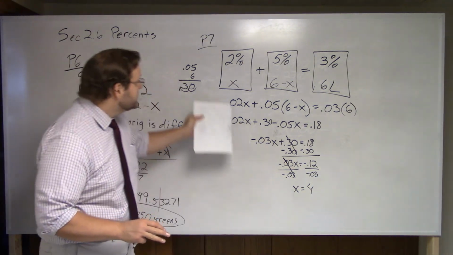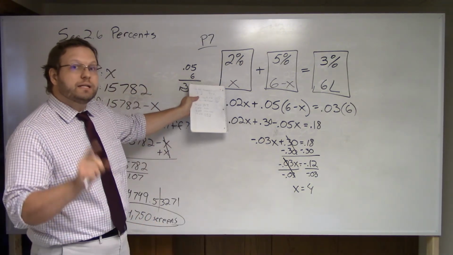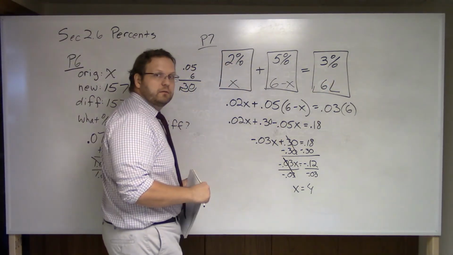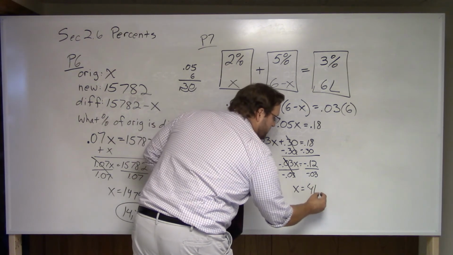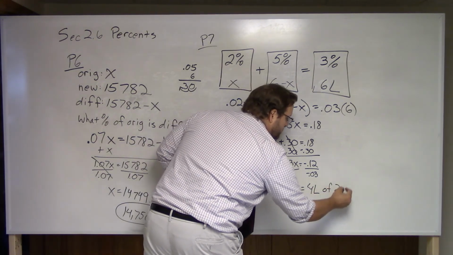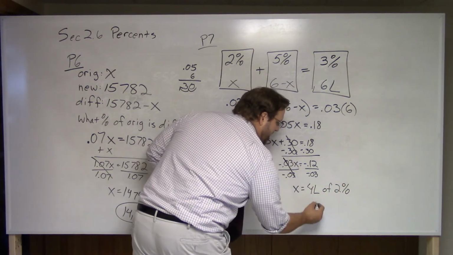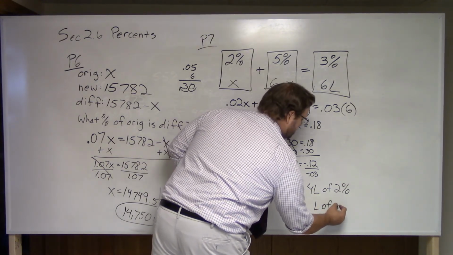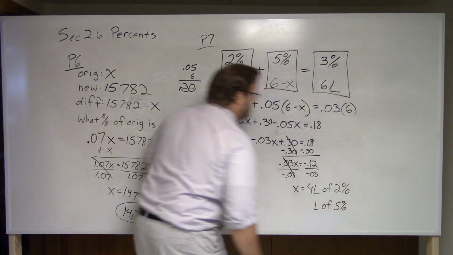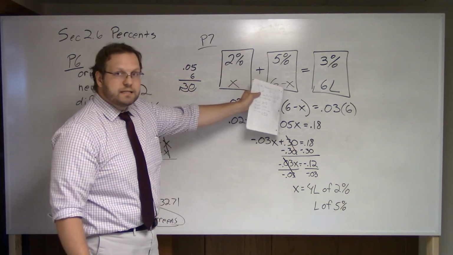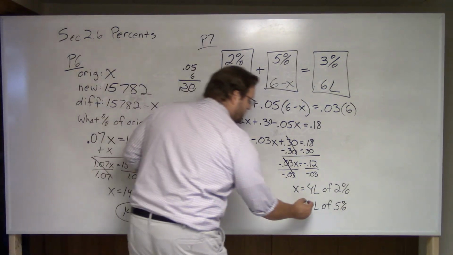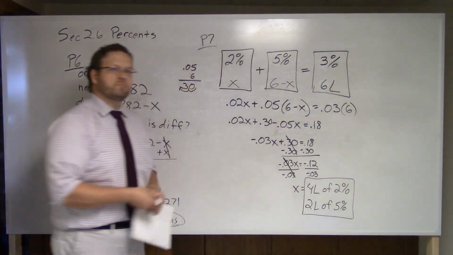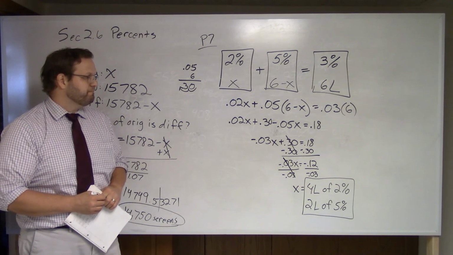Now interpret your solution. X was the amount of the 2%, so I need to specify that. To get my 6 liters of 3%, I need to take 4 liters of 2%, and then how many liters of the 5%? That's where I get 6 minus x. 6 minus 4 is 2. And there we go.